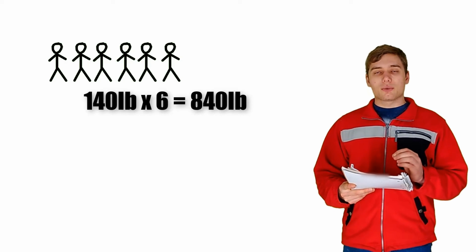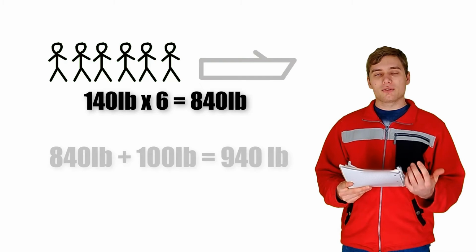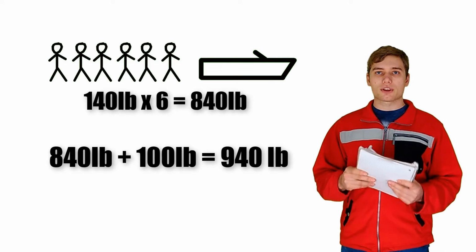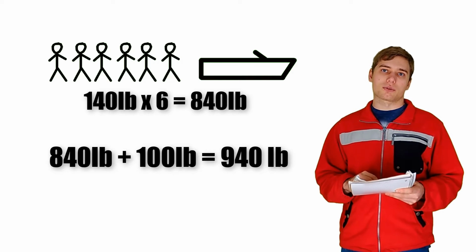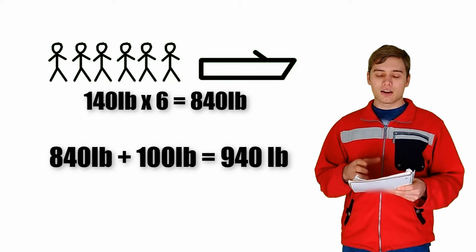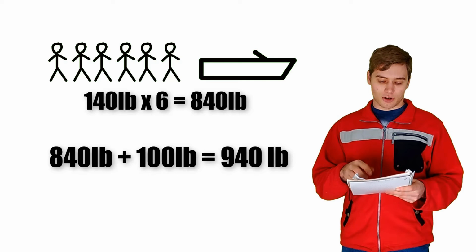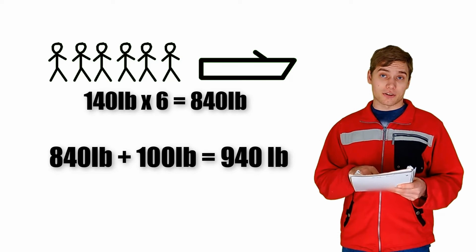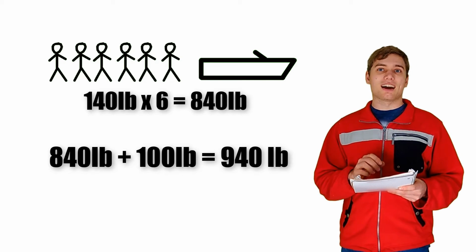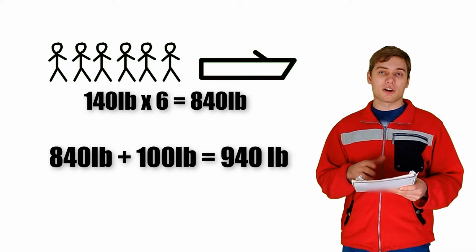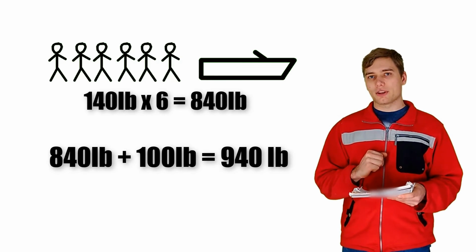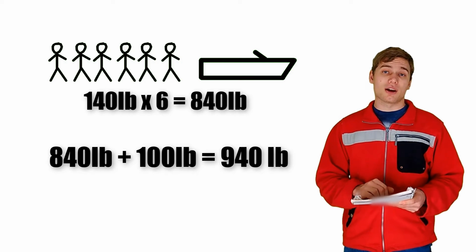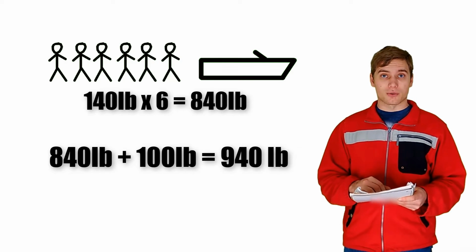So that being said, we also need to assume some kind of weight for the boat itself. Now, over the years, I've done some averaging and come out to right about 100 pounds for most boats of this size. So we're going to use 100 pounds, which brings our total weight, when you add that to the 840, right up to 940 pounds of weight in this boat. Okay, we know how much weight's in the boat. Now we need to know how much weight is 1 cubic foot of water.